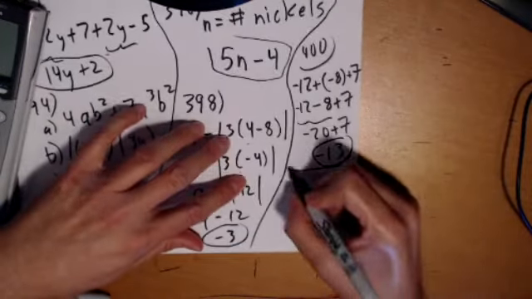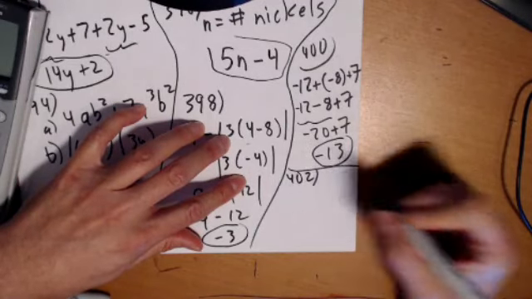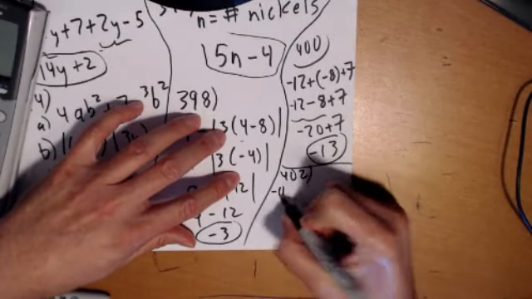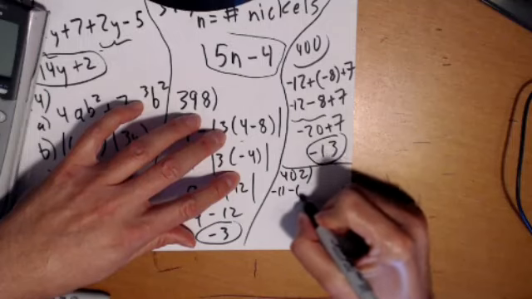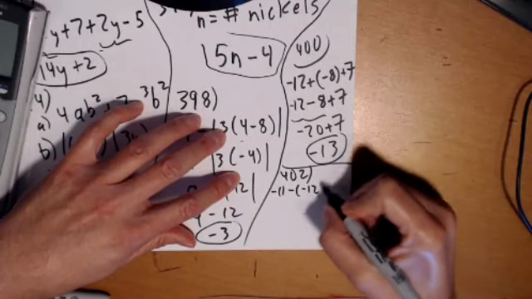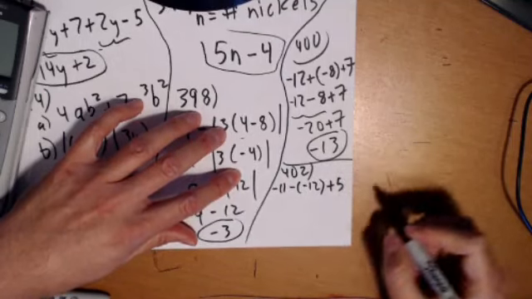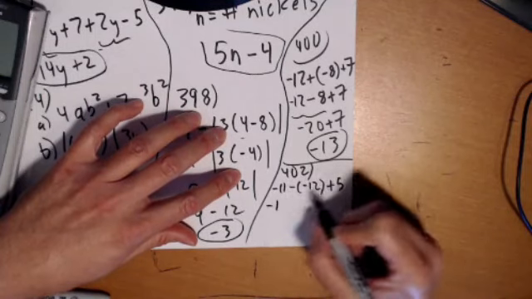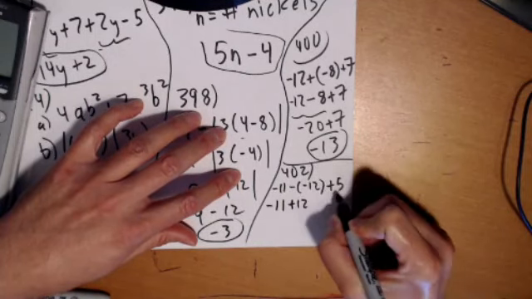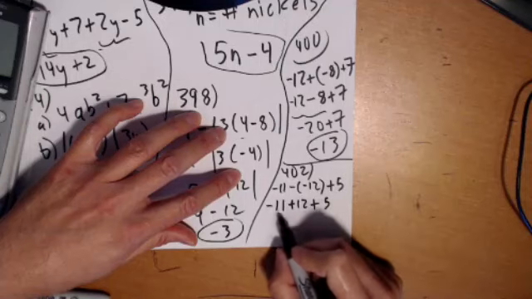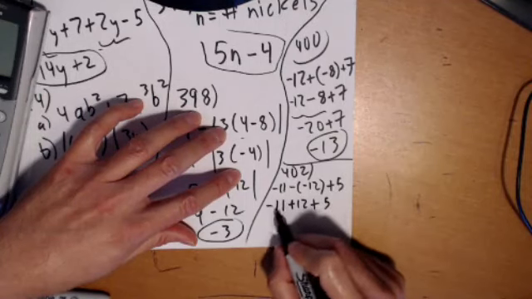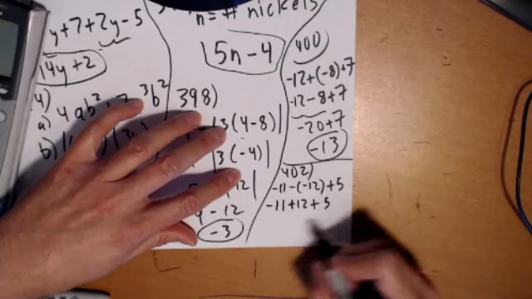402. I think we can fit 402 here. Why not try? Negative 11 minus a negative 12 plus 5. Okay, minus minus, I'll make that a plus. Plus 5. A negative 11 and a positive 12, that's going to give us 1.